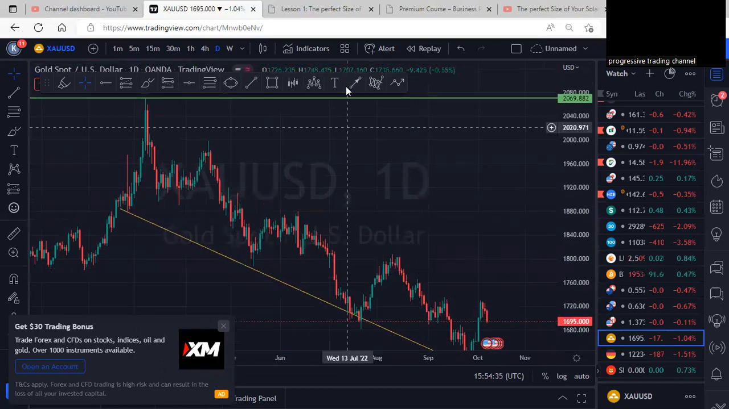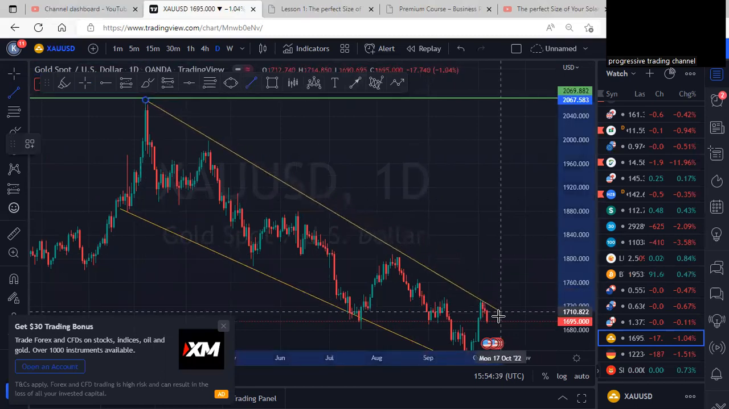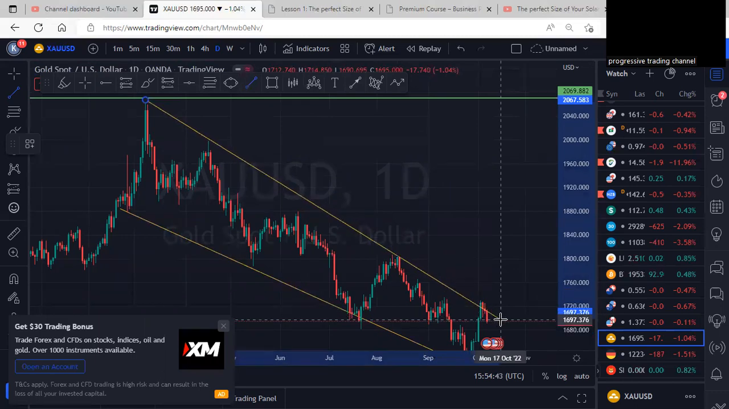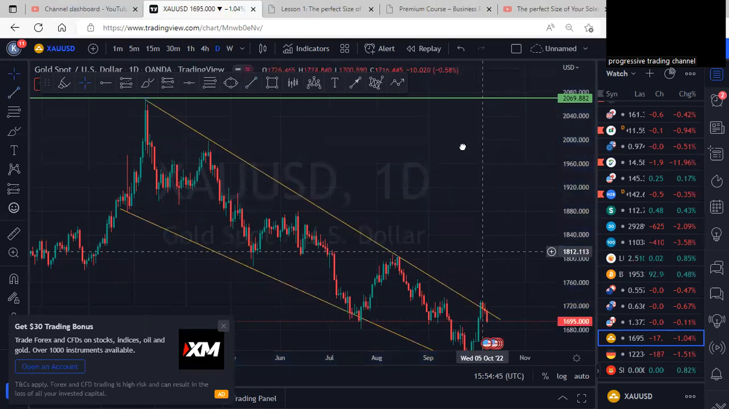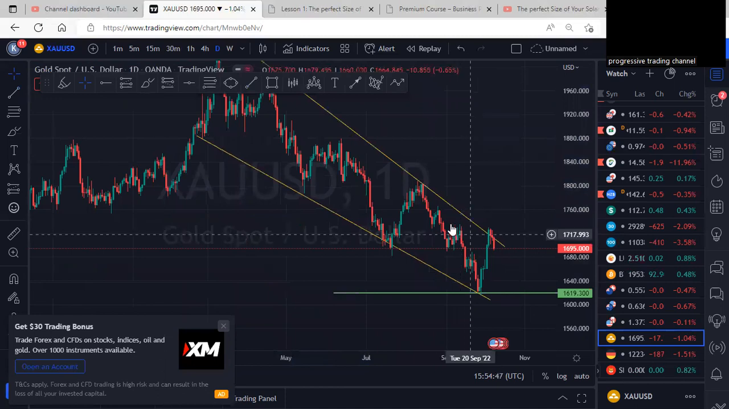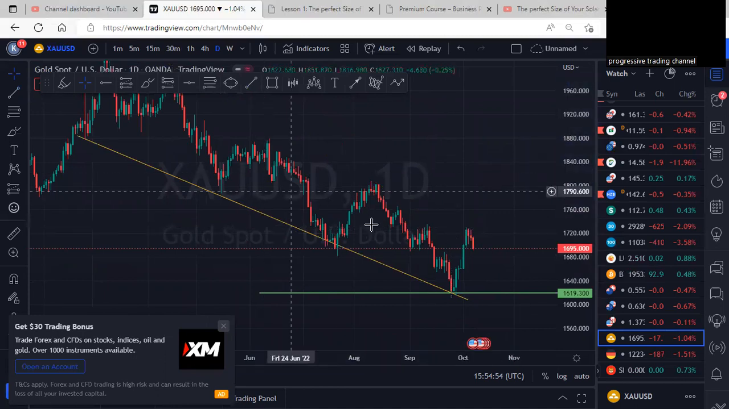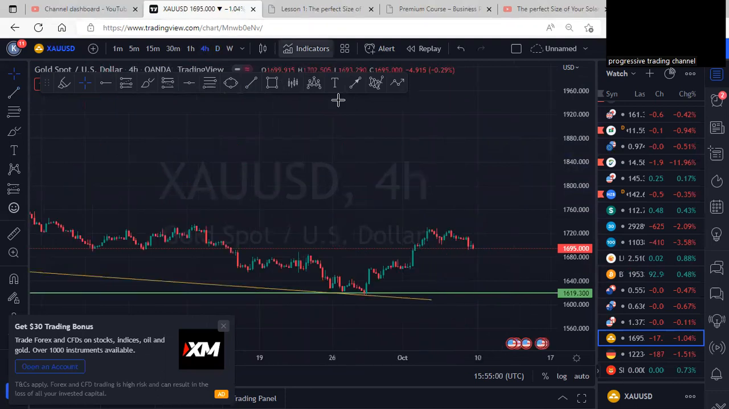And then we have this pattern here, right? You can draw this like this, but I want to remove this top part, right? And then from there, let's just scale down to the 4 hours and let's not waste time, right?